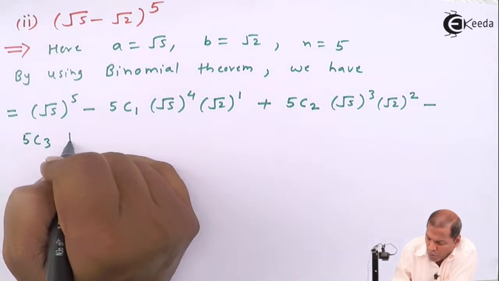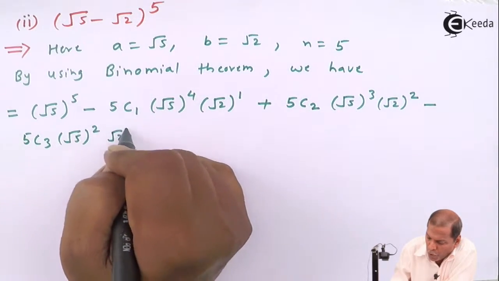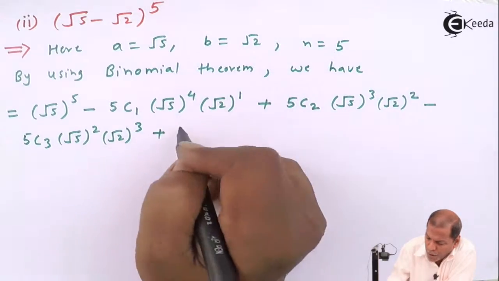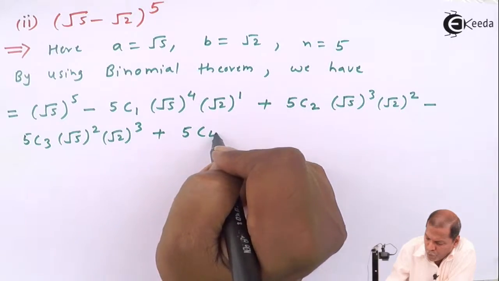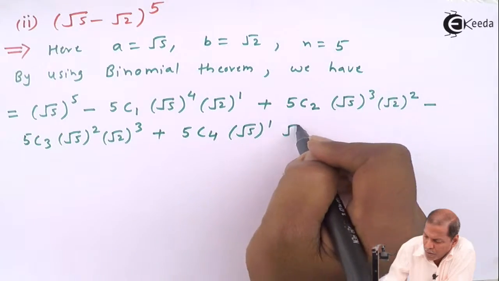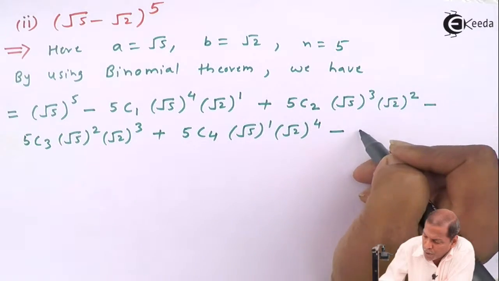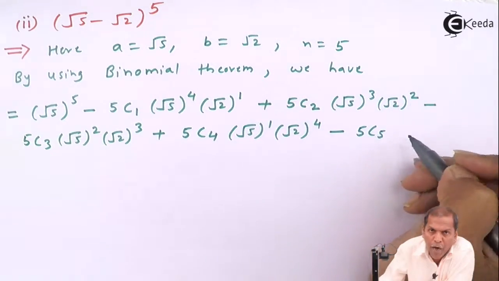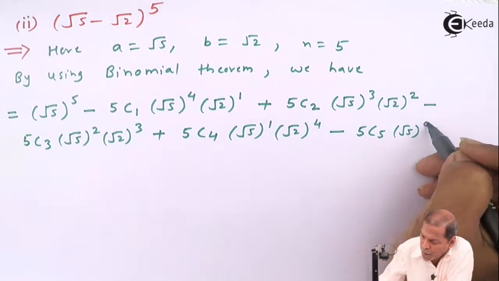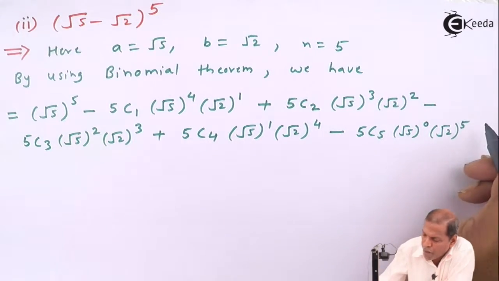5c3 (square root of 5) raised to 2 (square root of 2) raised to 3, plus 5c4 (square root of 5) raised to 1 (square root of 2) raised to 4, minus 5c5 (square root of 5) raised to 0 (square root of 2) raised to 5.